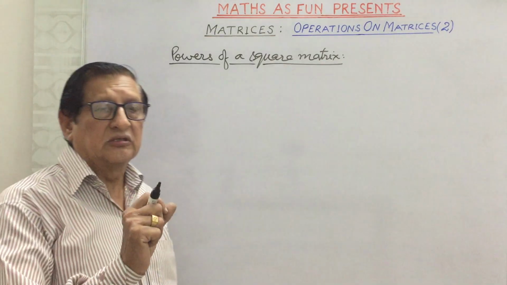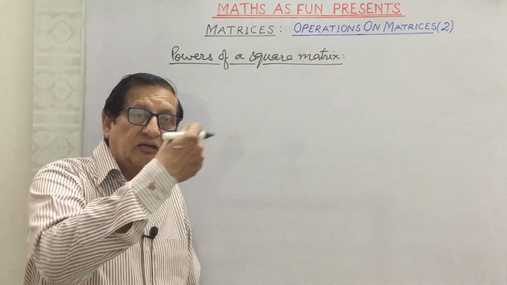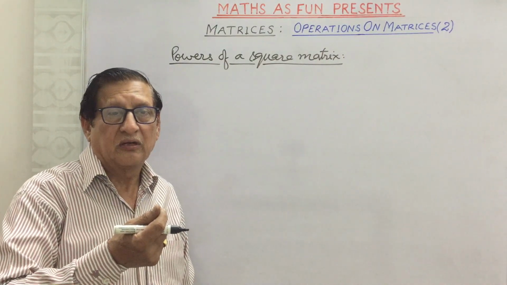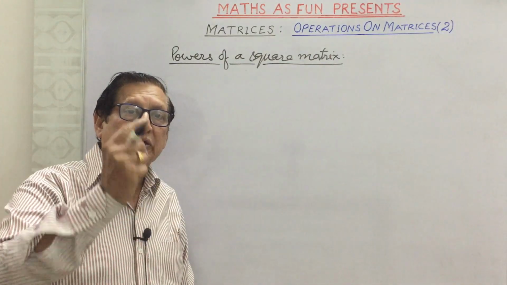Let's learn about the powers of a square matrix. Why we say that it is of a square matrix? Because to find the power of a matrix, let it be square or cube or any other power, we have to multiply the matrix to itself.